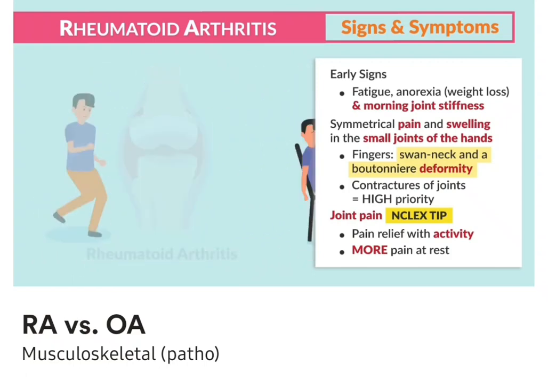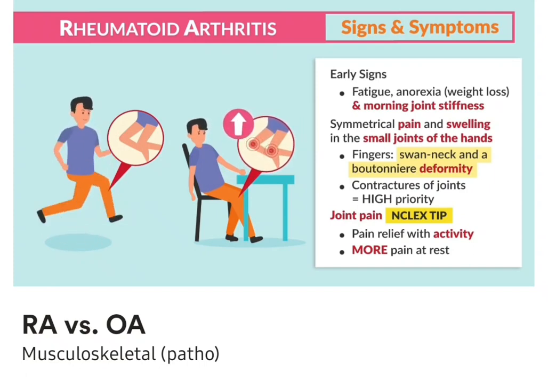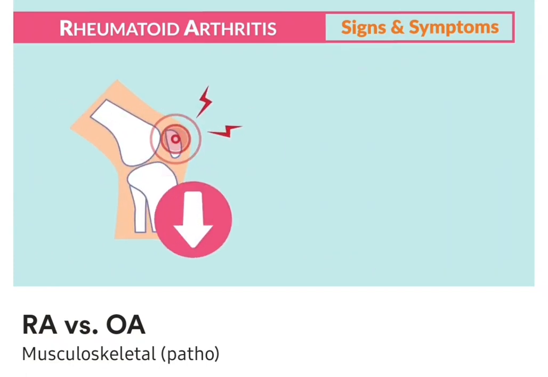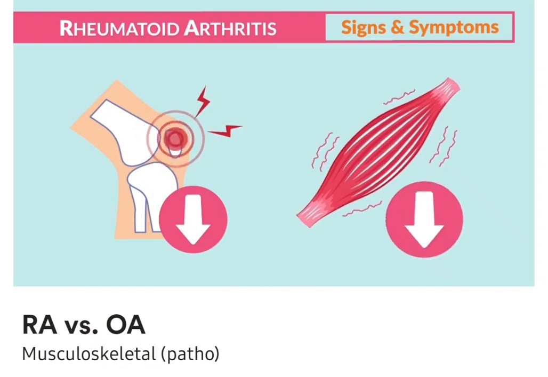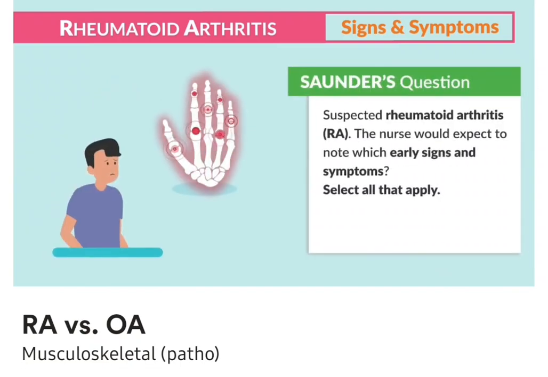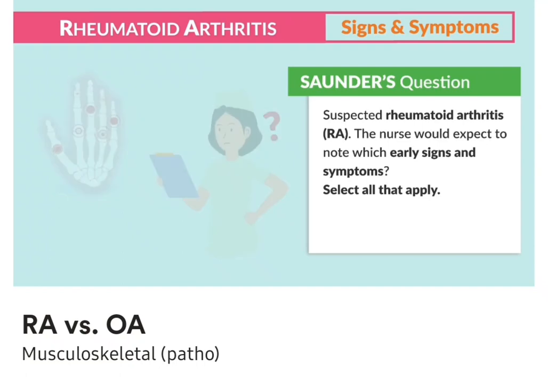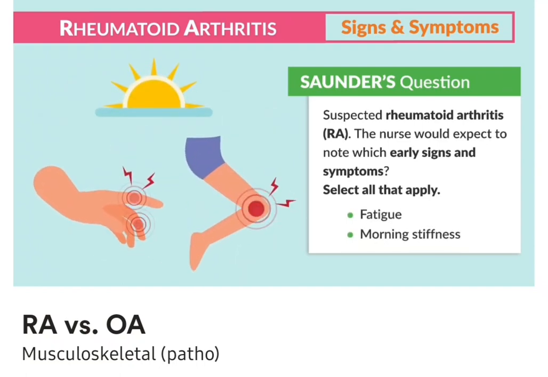For RA, we have pain relief with activity and more pain at rest, which results in deconditioning of the joints due to decreased muscle strength. Now Saunders mentions suspected rheumatoid arthritis. The nurse would expect to note which early signs and symptoms? Select all that apply. Fatigue and morning stiffness.